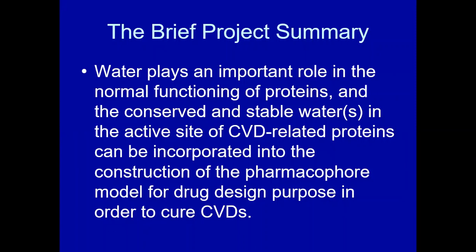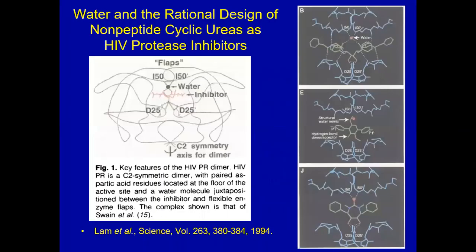As you can see from this example here, the HIV protease is a dimer with a pair of aspartic acid residues in the bottom of the active site. And you can see a conserved water positioned between a weak inhibitor and the enzyme flap on the top. This conserved water has been incorporated into this inhibitor as shown on the right. So eventually this new inhibitor, with oxygen that came from that water position, will be more powerful and potent than the original one.